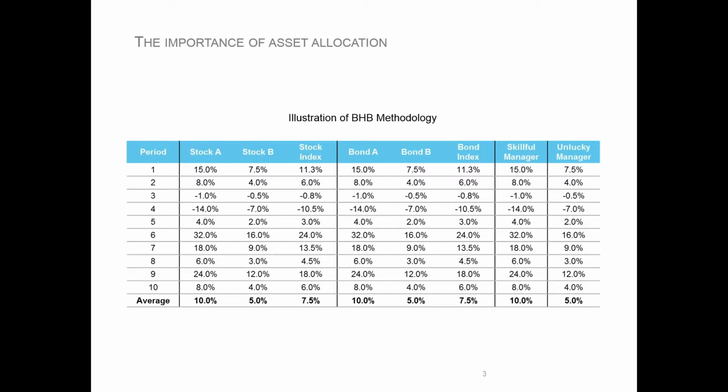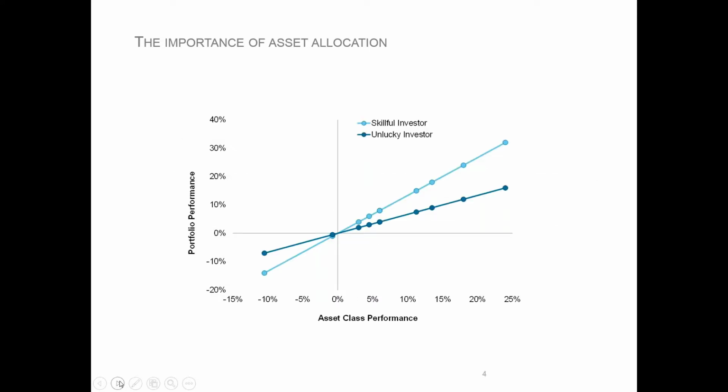So what we then did, which I'll show you, is we did exactly what the Brinson-Hood-Beebower methodology did, which was to regress the returns of these managers on the asset class performance. And what you see is that all of the observations in these regressions, so we regress the returns of the skillful investor and the unlucky investor, all fall exactly on those lines, which means that according to this methodology, asset allocation explained 100% of their performance.